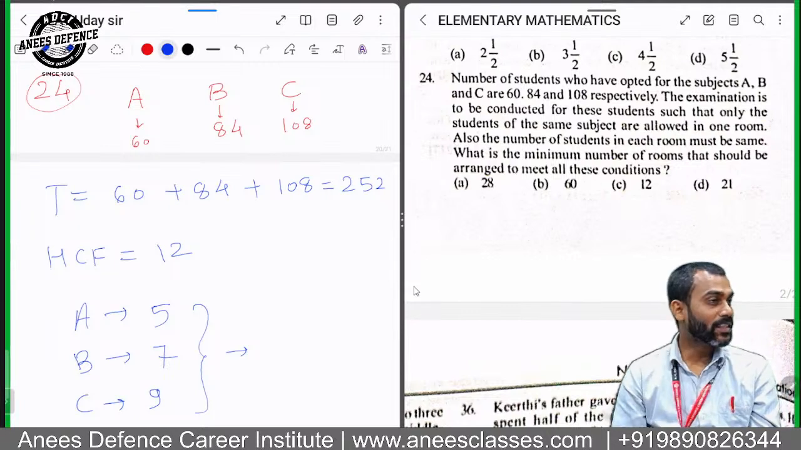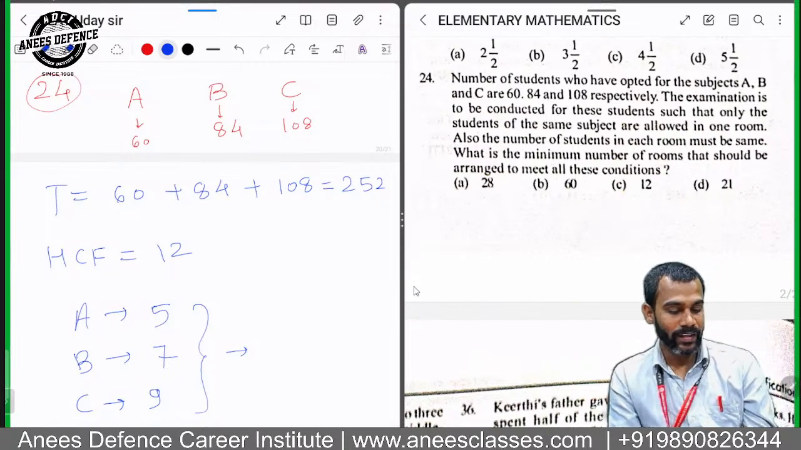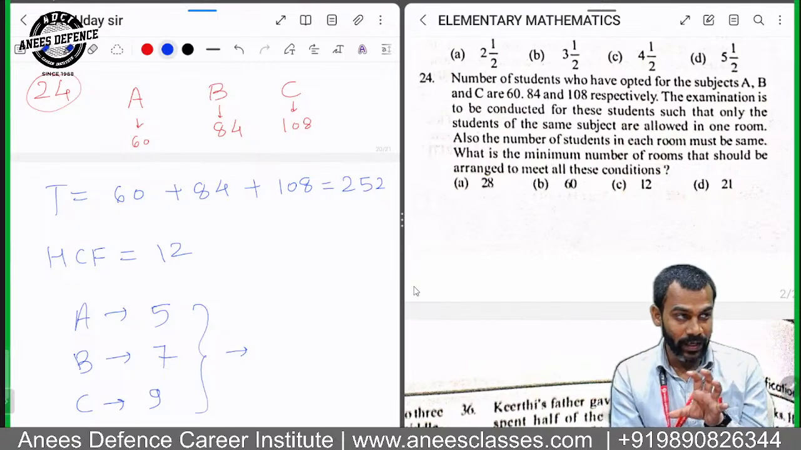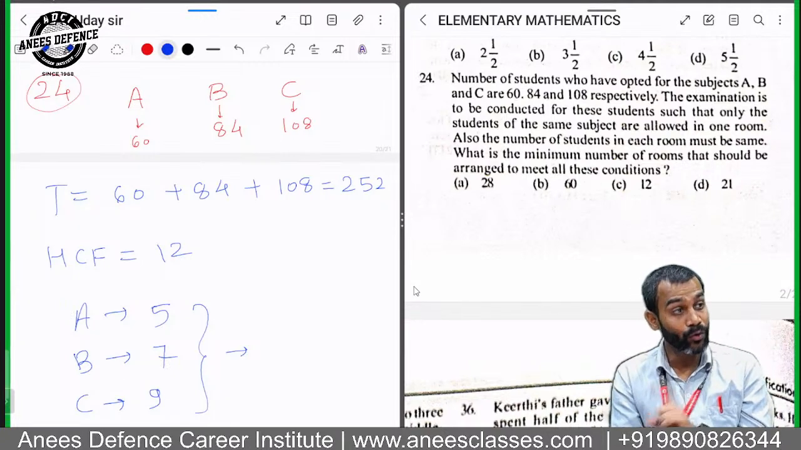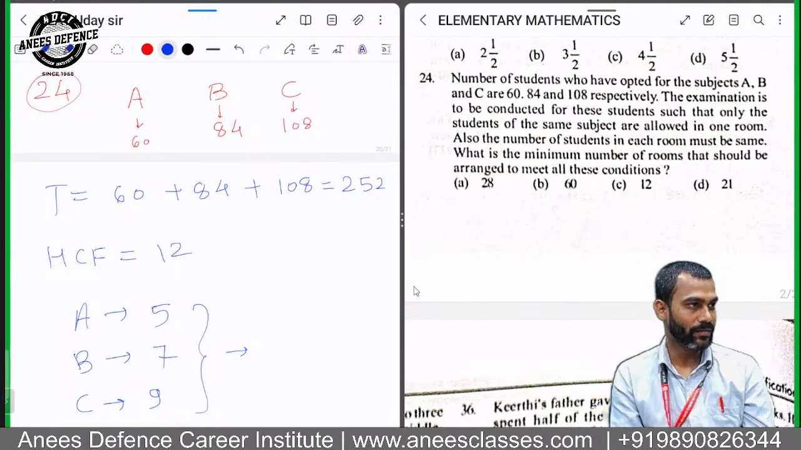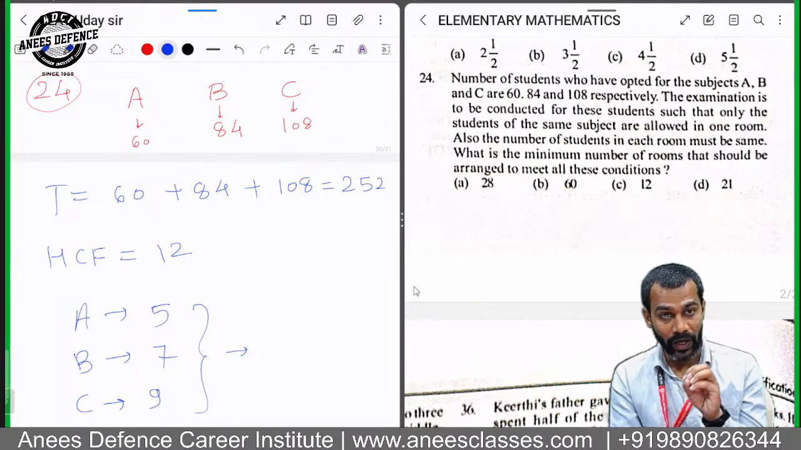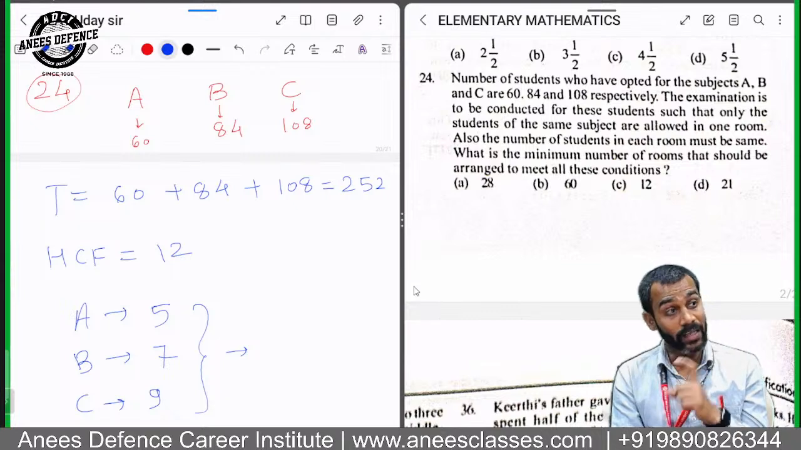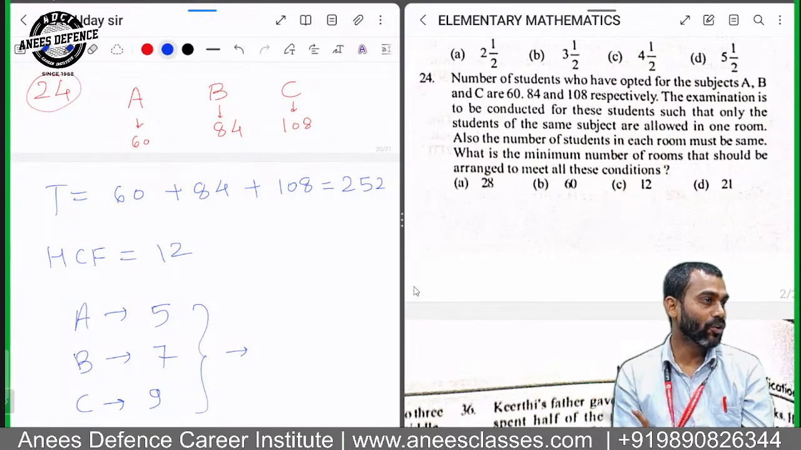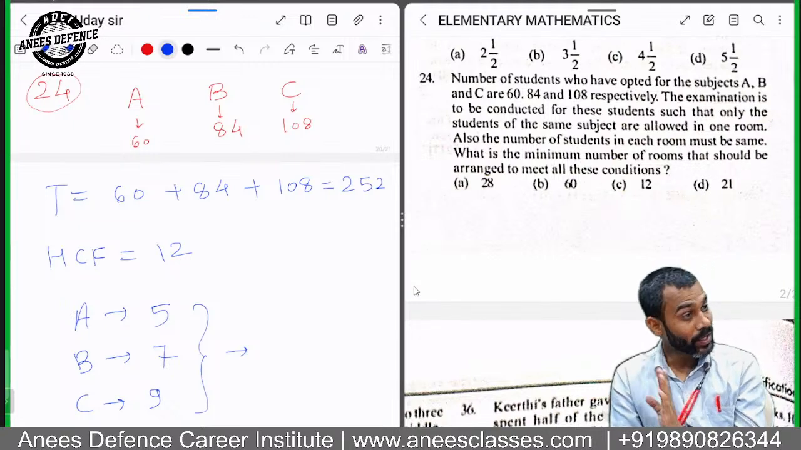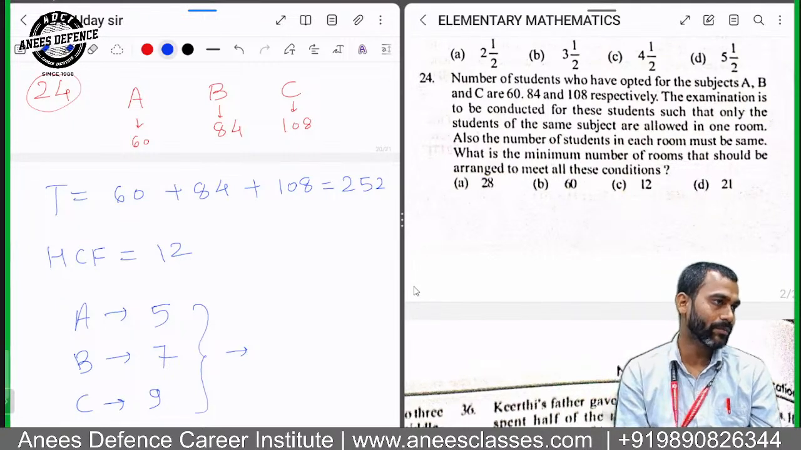See, HCF is 12. Why do we need HCF? Because we have to divide the number of students of every subject equally. That is why we need HCF. Yes or no? And in every room, we need to find the largest number so that the number of rooms required is less. So we need to find the HCF, the highest number which is common to all of them, which is the factor of all of them.